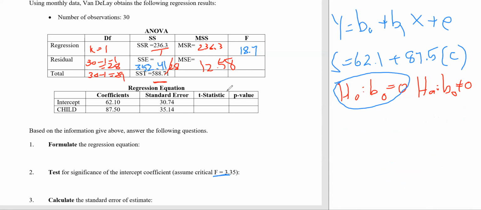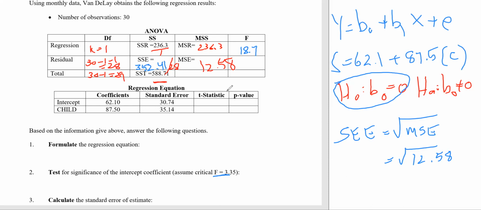Okay, so let's see here. The standard error of the estimate, SEE, is equal to, remember, the square root of the MSE. The MSE was 12.58. And so the square root of 12.58. So let's calculate the square root of 12.58, and we should be able to come up with our value.